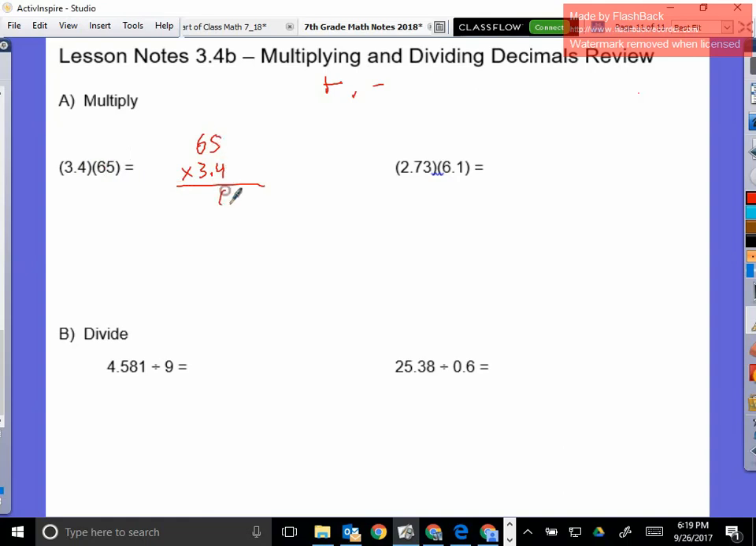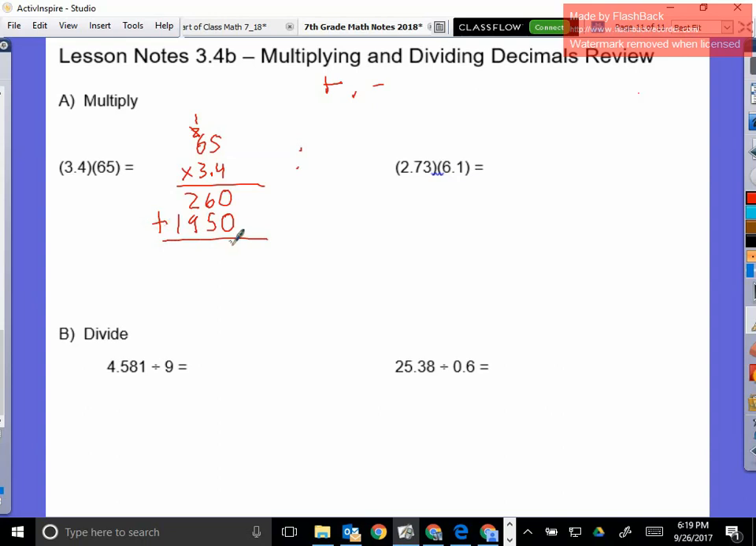4 times 5 is going to get me 20. Carry the 2. 4 times 6, 24, plus 2, 26. Move down to your next row. Remember, when you're moving down to a second row, you have to put a 0 there when you're starting off your second row. Now we have 3 times 5, which is 15. Cross off that 2, put your 1 right up there. 3 times 6, 18 plus 1 is going to give me 19. Perfect. We just multiplied that together.